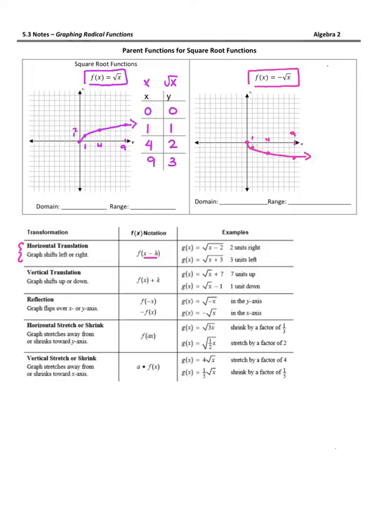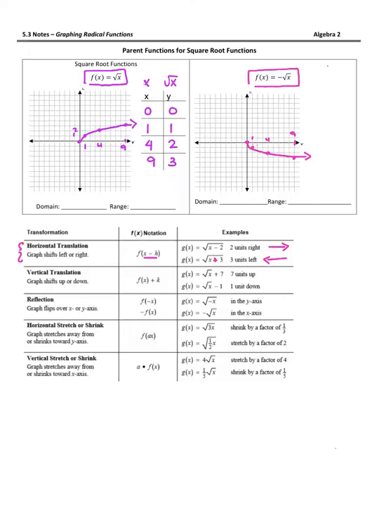Remember, anything inside or horizontal works the opposite. So x minus 2 is actually going to move you in the positive direction 2 units to the right. x plus 3 moves you 3 units in the negative direction or to the left. It's like setting what's underneath the radical equal to 0. That number, whether it's positive or negative, tells you what direction to go.